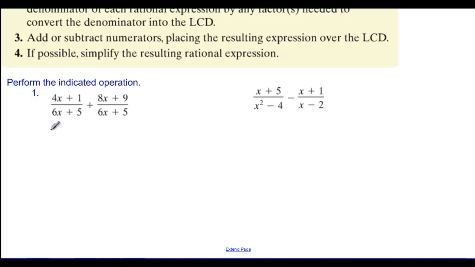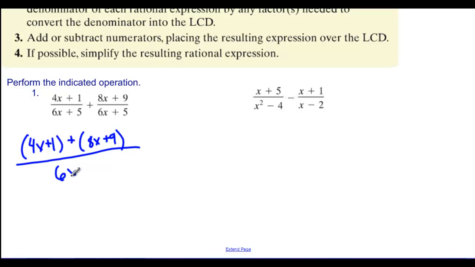So whenever you have the same denominator, then really we're just thinking about putting this symbol up here and putting parentheses around both sets of these. Because we have a common denominator, we could actually rewrite this as 4x plus 1 plus 8x plus 9 all over 6x plus 5. We would go through and combine our like terms, or we would do the addition. And again, remember, whenever we're adding polynomials, we don't have to worry about distributing or changing any signs. So we're going to end up with 12x plus 10 over 6x plus 5.